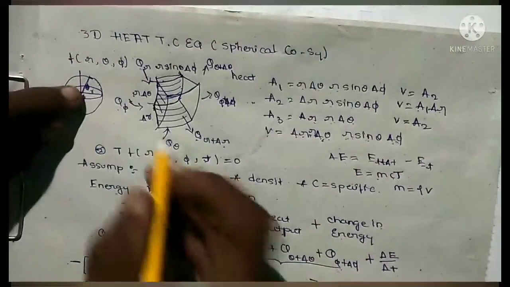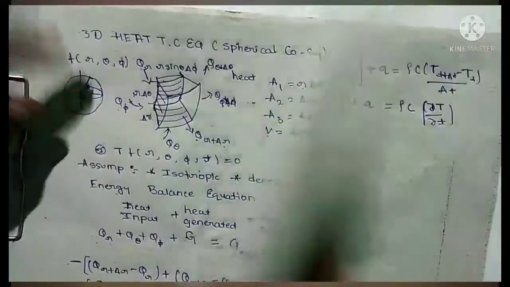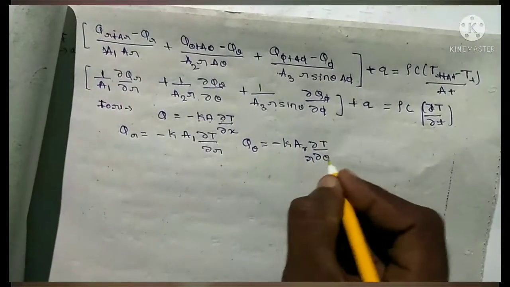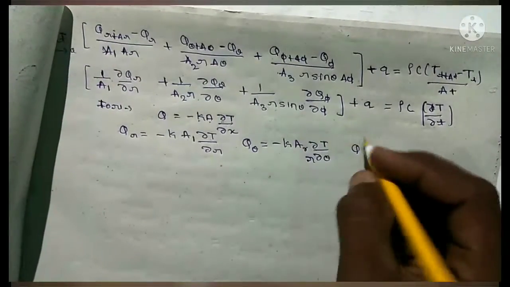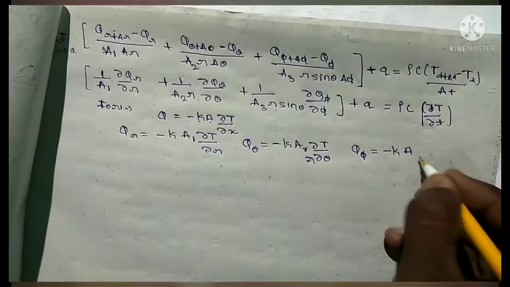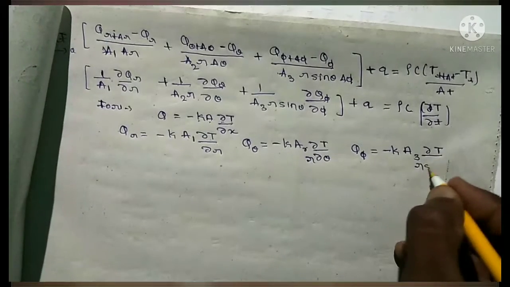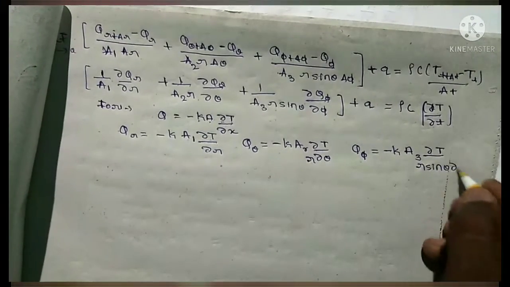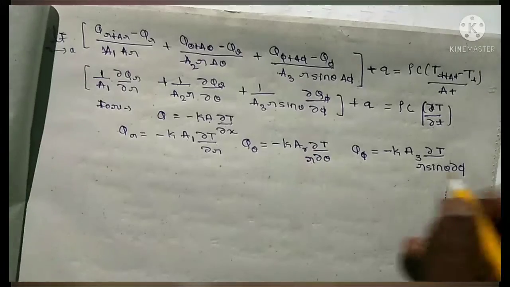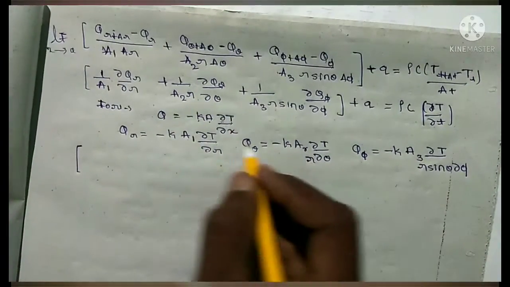Distance will be here. How much will it be? This is delta r. Next, it will be travelling r delta theta, r delta theta. And for phi, it will be minus k into a3, ∂T by r sin theta into ∂phi. Okay, applying all this here, it will come like this.